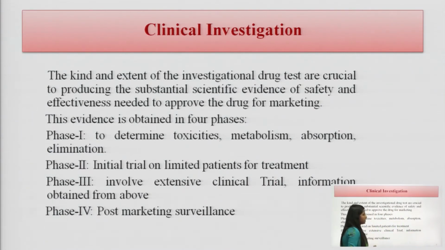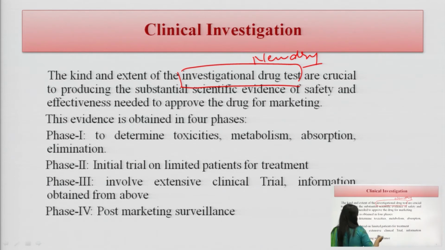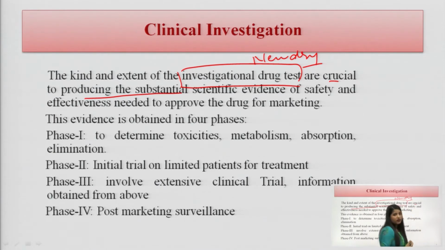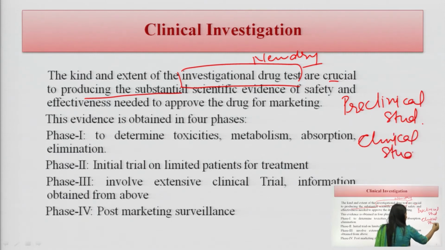Another is the clinical investigation. Now, we will understand what the clinical investigation is and what the phases in it are. So, let's start with the definition of clinical investigation. The kind and extent of investigational drug test, meaning any new drug we are testing here, is crucial to producing substantial scientific evidence, and there are different phases for it. One is the preclinical study. Another is the clinical study. And in the clinical study, there are different phases: phase 1, phase 2, phase 3 and phase 4.